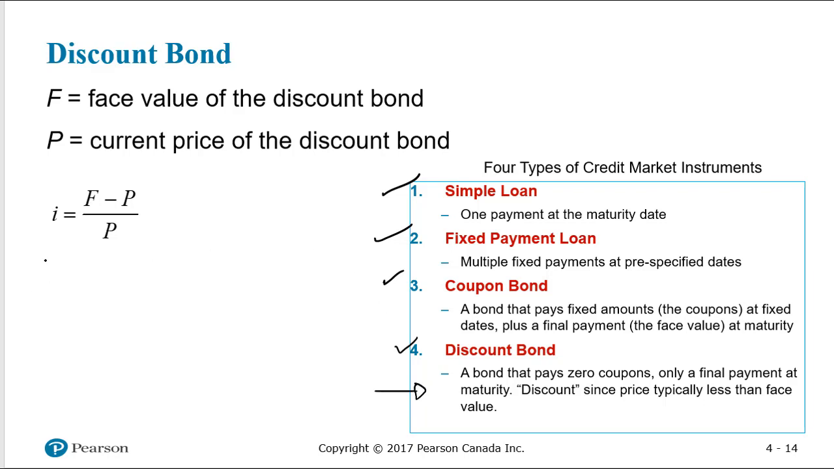So very quickly, to calculate the i, the yield to maturity is the face value of the discount bond minus the current price of the discount bond divided by the current price. Okay, so it's very similar to ending minus beginning divided by beginning. So if we just bring up a quick example of a discount bond that has a face value of 1,000, but the price equals 950.